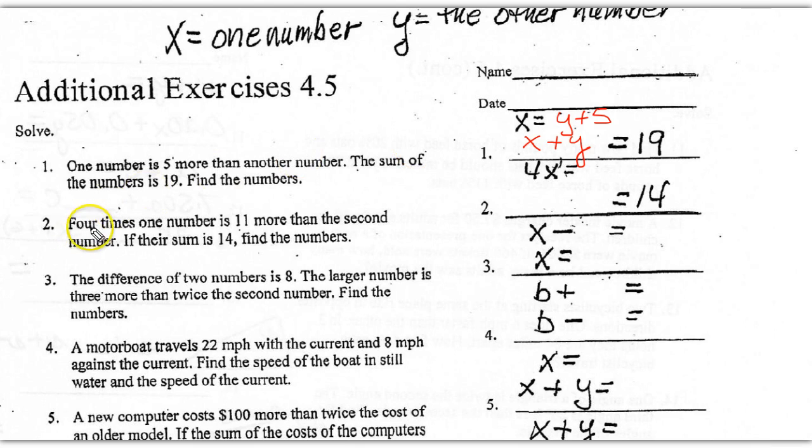Number 2, 4 times one number, well, I've given you a hint, 4 times one number is 11 more than a second number. Well, the second number would be y plus 11. And their sum is 14. So x plus y equals 14.